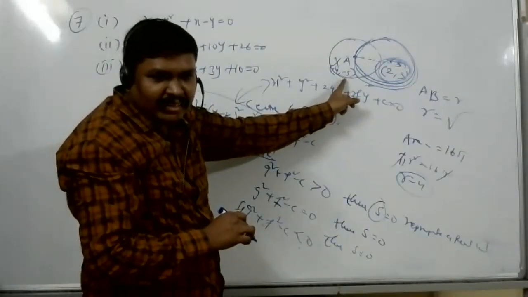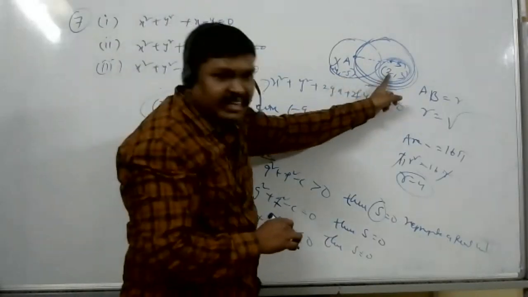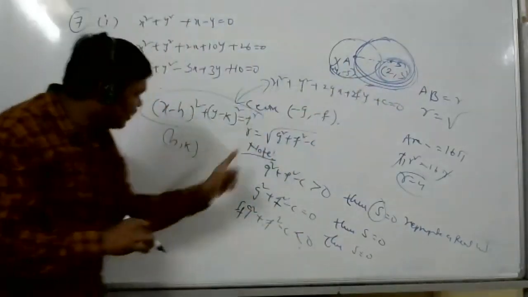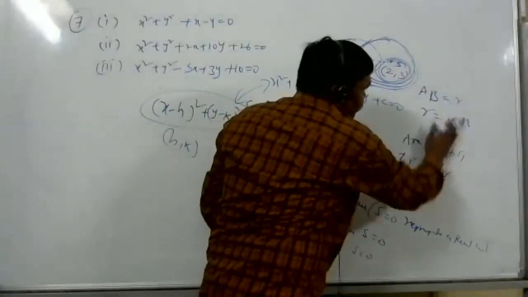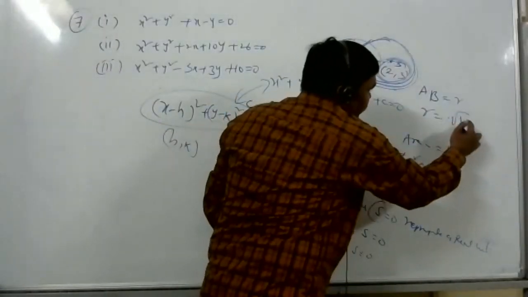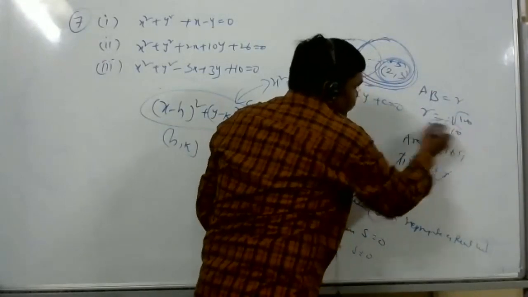Understood, Mona Lisa? Yes, sir. This is the center, (2, 3), and the radius is 10. Radius R is equal to 10. Root 100 is equal to 10. R is equal to 10.